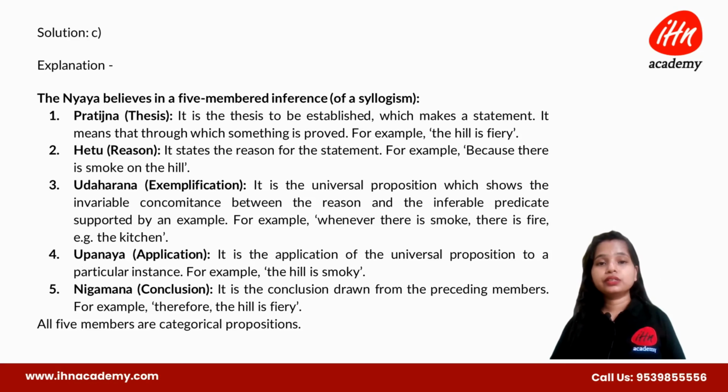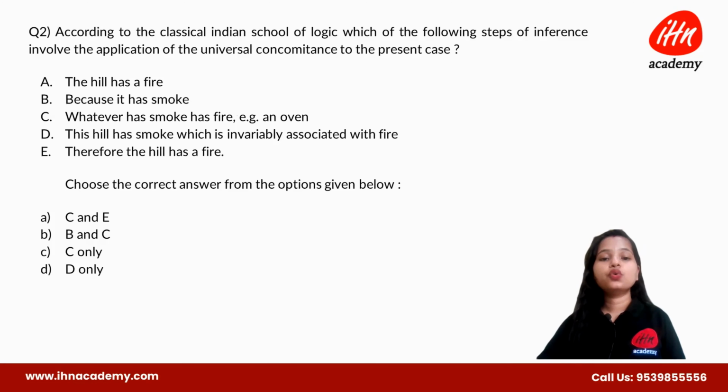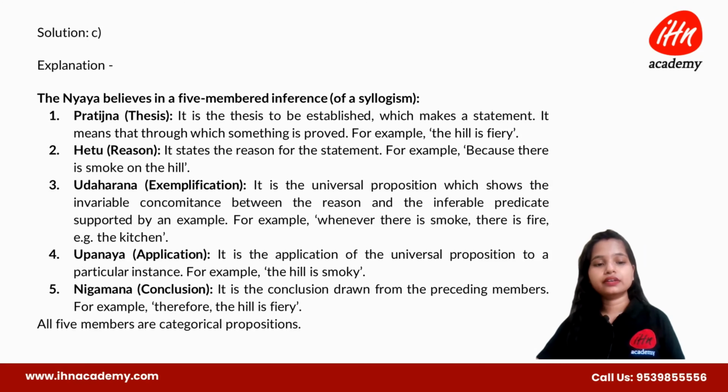Here we are trying to prove that where there is smoke, there is fire. जहाँ भी smoke होगा, वहाँ fire होगा. Where there is a smoke, there will be a fire. So the example given here is kitchen, and in your question the example is oven. So whatever has smoke has fire will be the answer of universal concomitance. So it will be your answer. That means option number C, exemplification or udaharan.